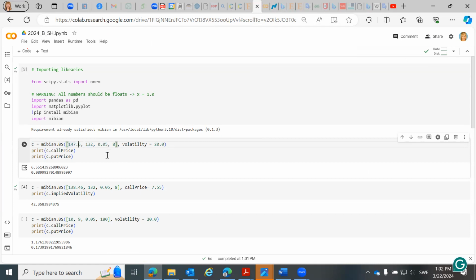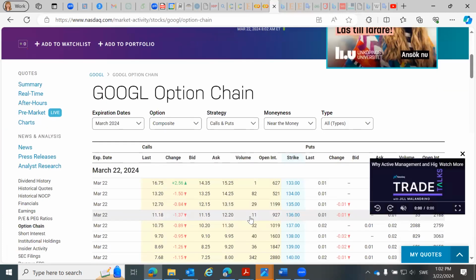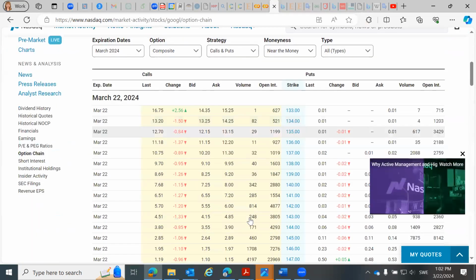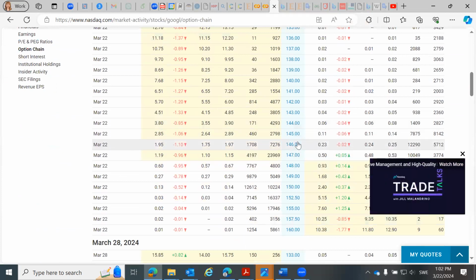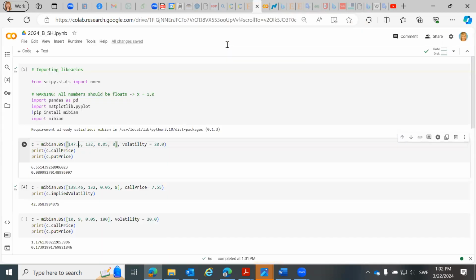So after that, we need to write the strike price. What is the strike price? Maybe 146. 146.